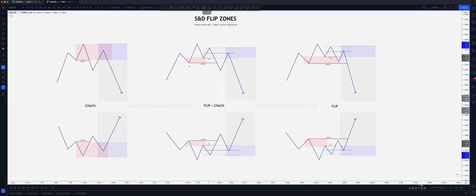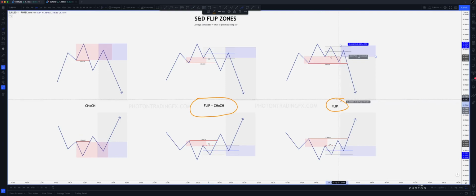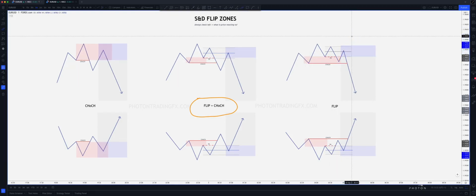So, the obvious advice I can give you guys is, especially as you're starting out, only focus on the flip with the change of character. So stay away from just flips at the start, because they are much lower probability, they are a lot more aggressive, right? Because you're getting in where price could just go higher, it could fill up some orders within here and go. So you may take more losses.